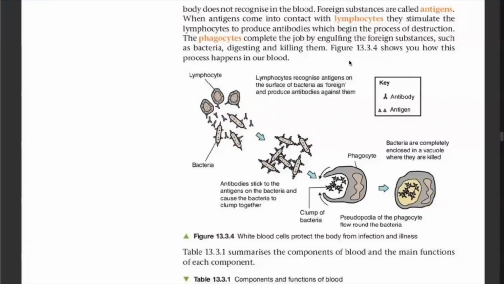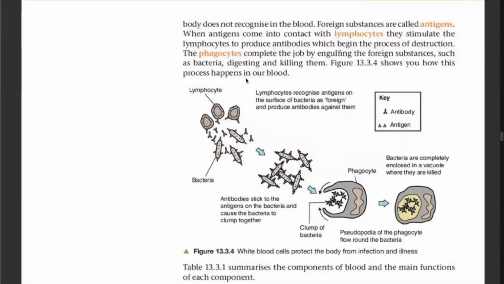Now, this is a diagram from a textbook showing you how white blood cells, or leukocytes, achieve immunity. Foreign substances are what we call antigens, right? When any foreign substance enters your body, from any bacteria, virus, or protozoan, they produce proteins called antigens. When an antigen comes into contact with your lymphocytes, remember, lymphocytes is the type of white blood cell that produces antibodies, it stimulates the lymphocytes to produce antibodies.